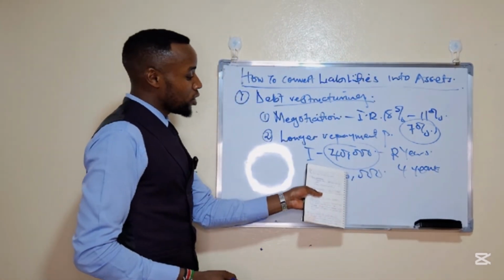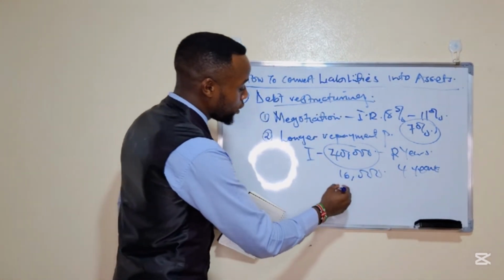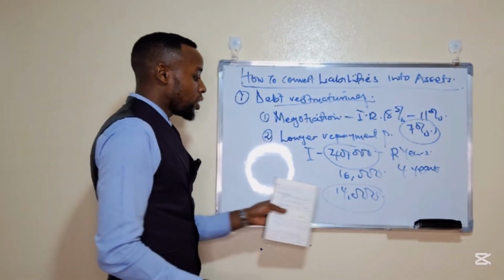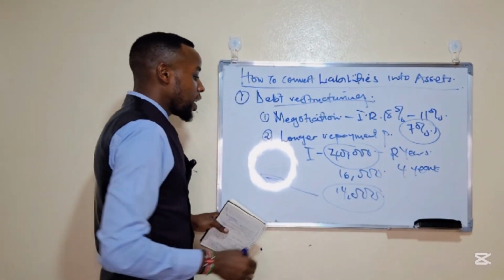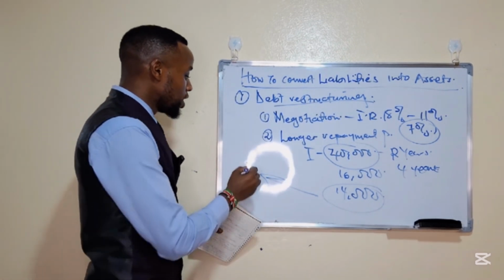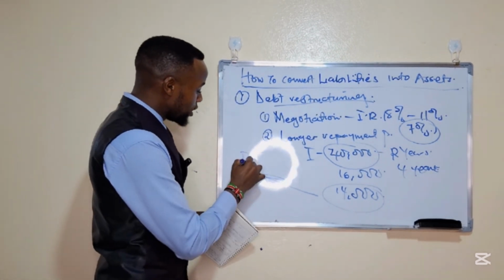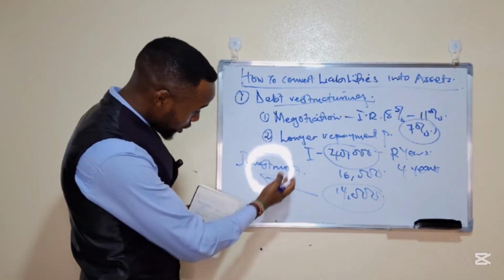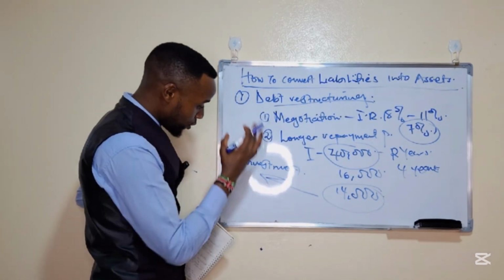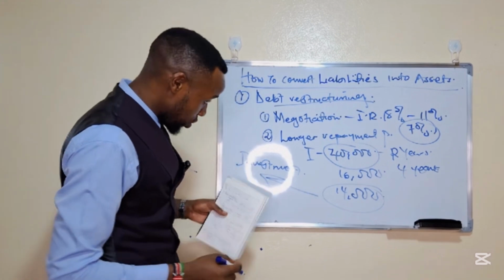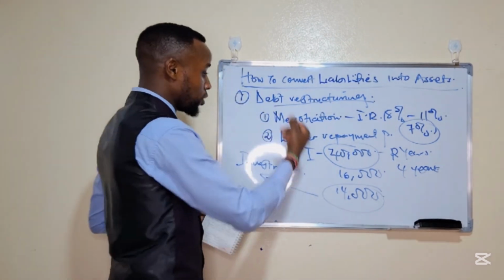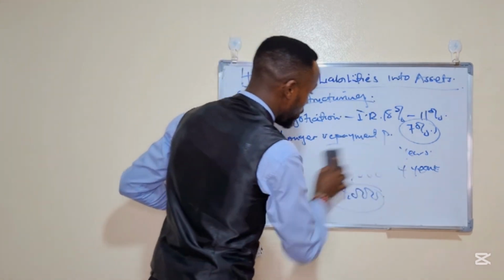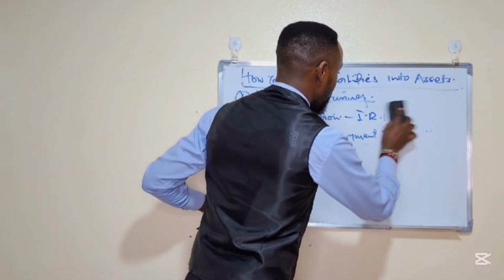Now you see 16,000 to 40,000, this is 14,000 that you have freed up, and this 14,000 comes back to your pocket, and you can use this money somewhere else, like an investment, or something else for the purpose of income generation. Those are the two ways you can do debt restructuring. Ladies and gentlemen, it was just an explanation, but I hope you have gotten what I've said.